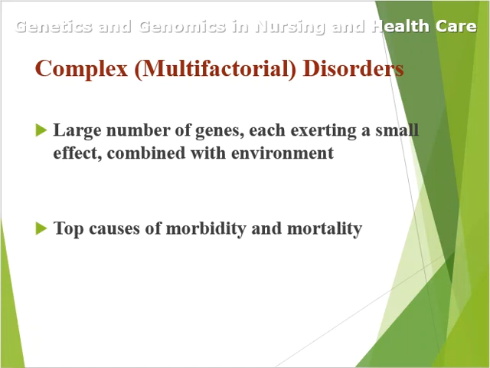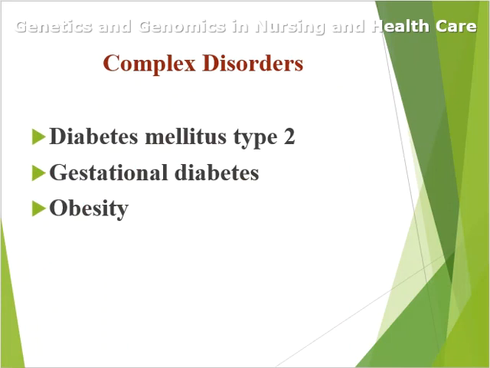And this is where you have, remember, with complex disorders, it's a multifactorial disease, which means it's due to a large number of genes, each exerting a small effect, and then combined with the environment triggers that manifestation, the phenotypic expression of the disorder. Okay, and these complex disorders are top causes of morbidity and mortality in adults. So we're going to discuss diabetes mellitus type 2, gestational diabetes, and obesity.